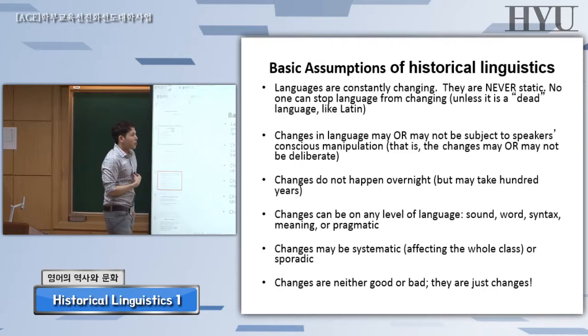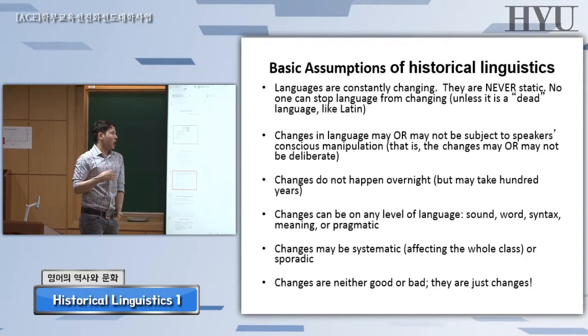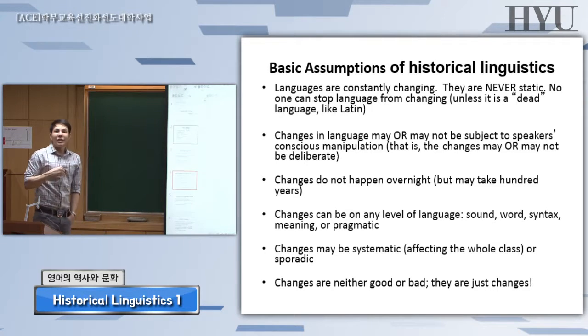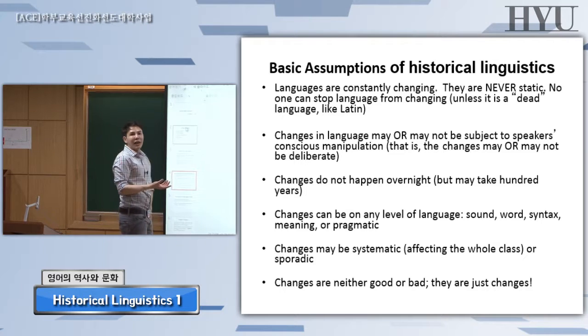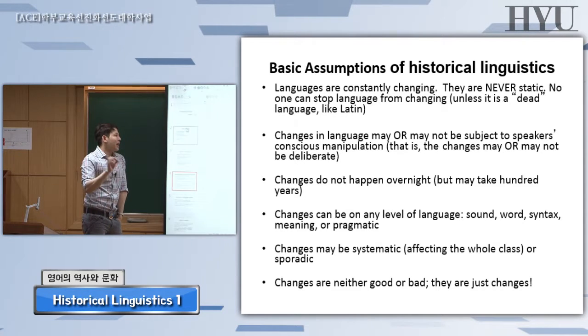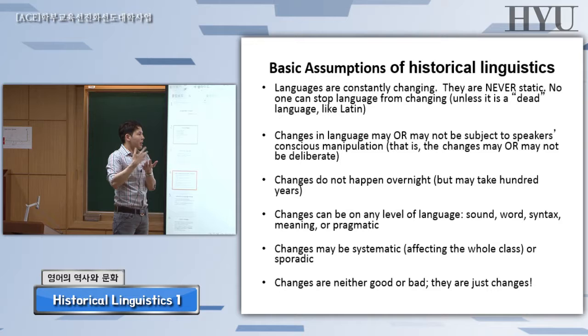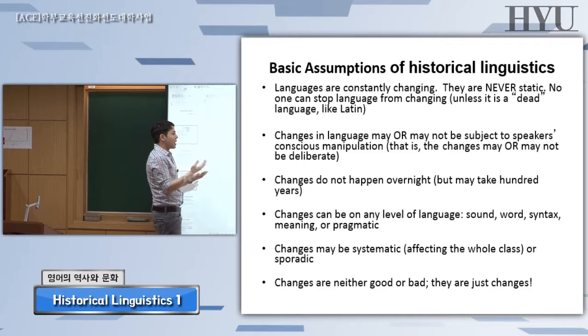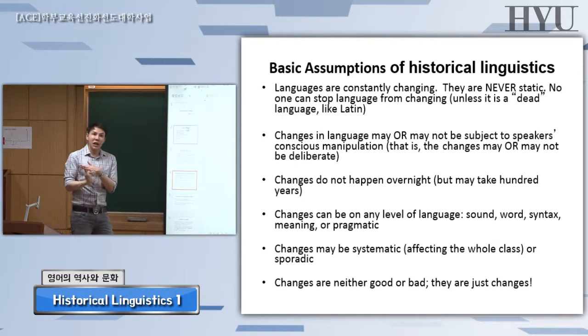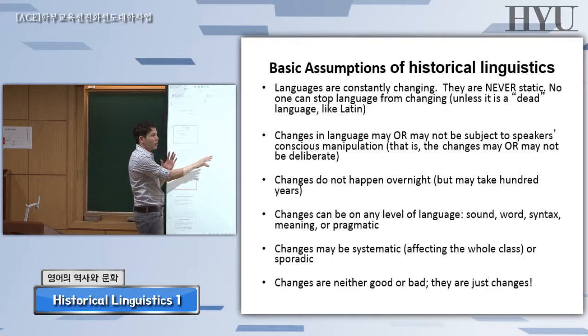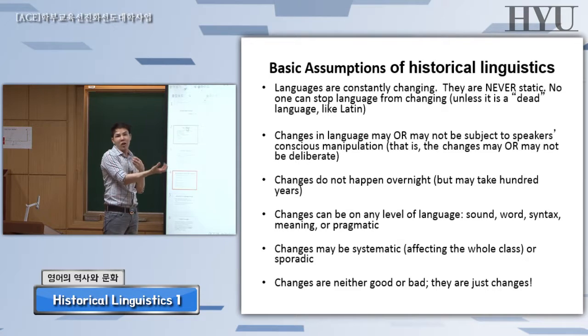And changes in language may or may not be subject to speakers' conscious manipulation. That is, sometimes you consciously change the way you speak to be like another person, right? So sometimes, for example, when I learn Korean, I have to pronounce things with a Korean accent, try as best as I can, right? That's a conscious way to do it. But sometimes you just do it unconsciously, right? To sound like another person unconsciously because you admire the way he talks or the way he writes.